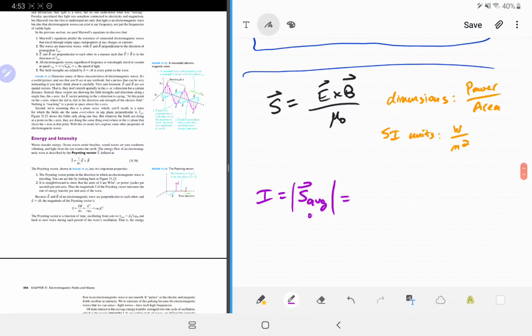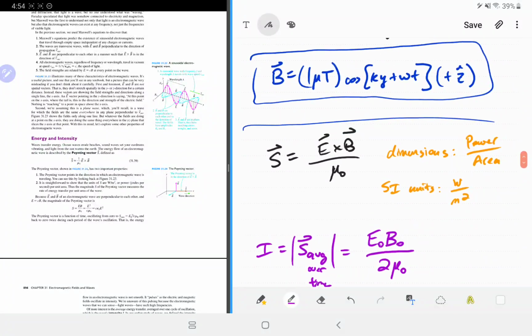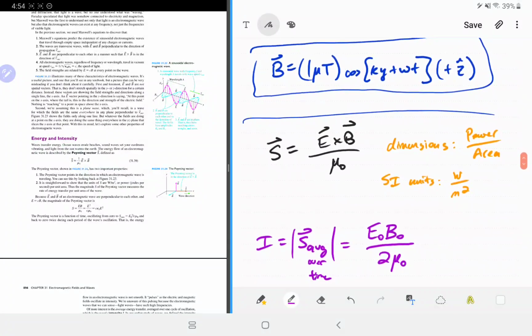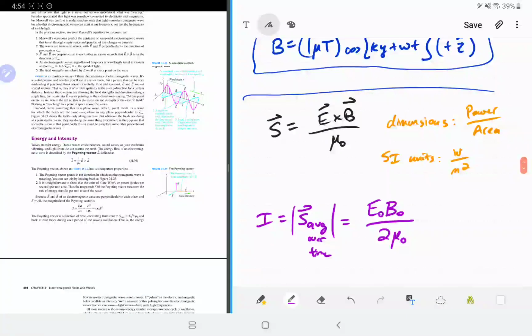This is average over time. So the average value of this is actually the maximum value for the electric field times the maximum value for the magnetic field divided by 2. And then the mu naught comes along for the ride. The reason for that is that the electric field and the magnetic field are both like a cosine. So if you have cosine squared and you take the average value over time, then you get a 1/2.